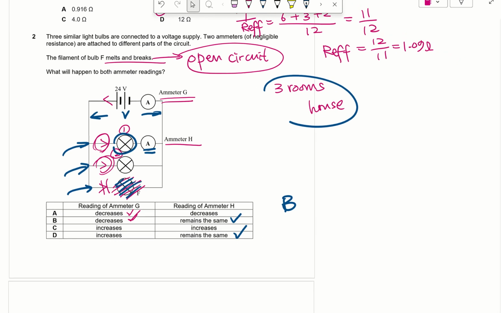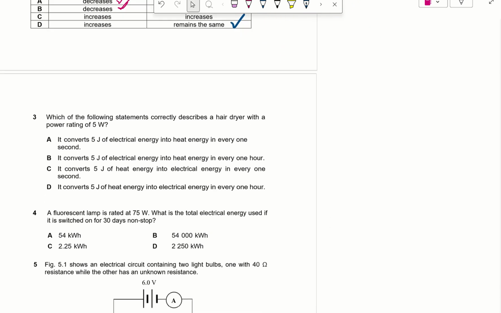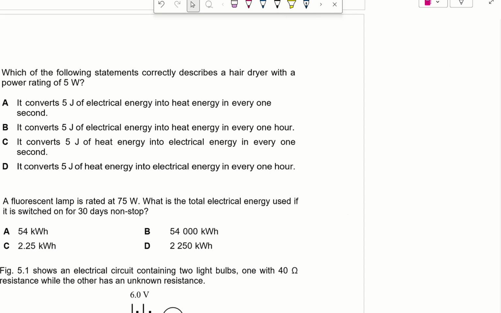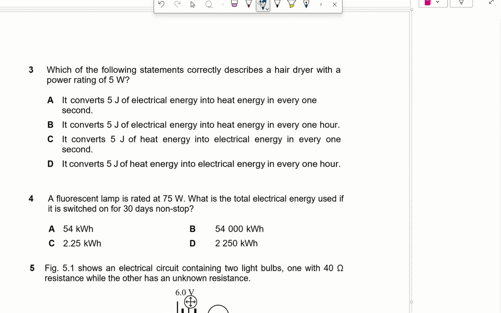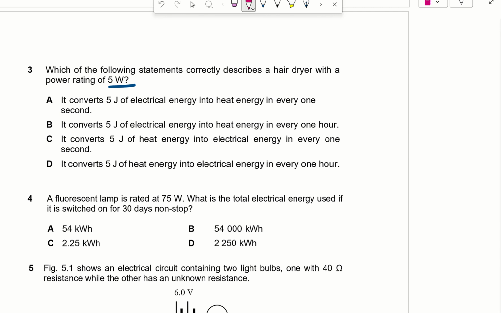Okay. Question 3, which of the following statements correctly describes a hairdryer with a power rating of 5 watts? Okay, we have seen this in our notes. It was a 60 watts light bulb, right? And actually 5 watts is very, very low. So this is just a question, yeah? So it converts 5 joules of electrical energy. That is true. 5 joules.